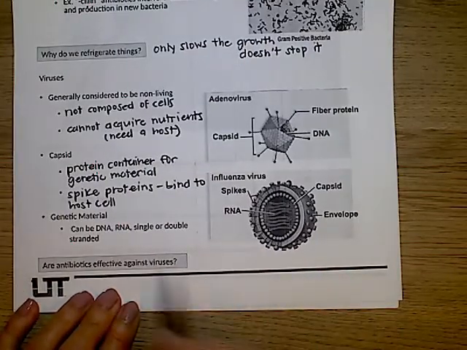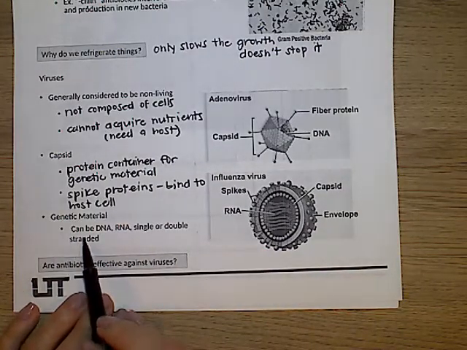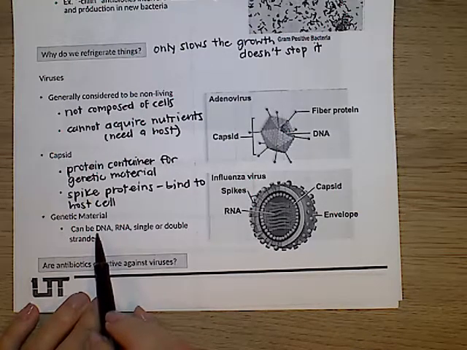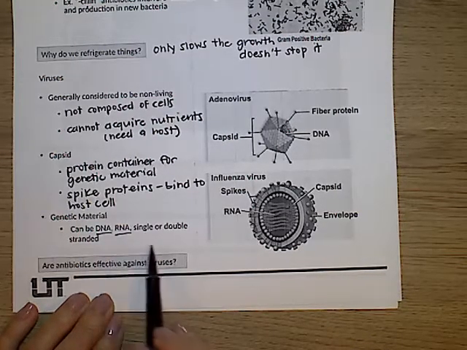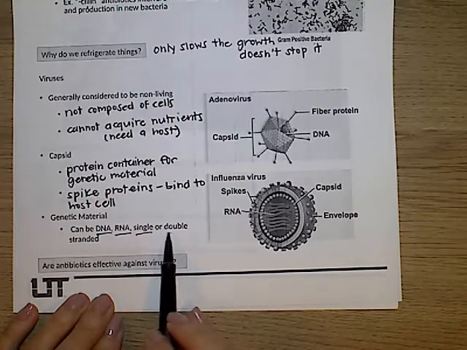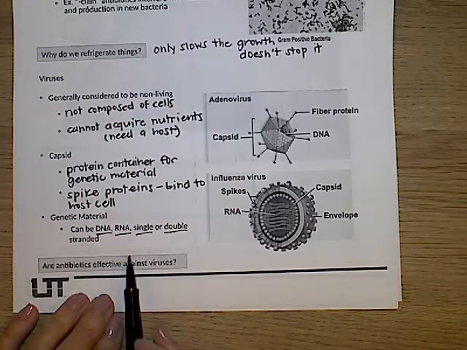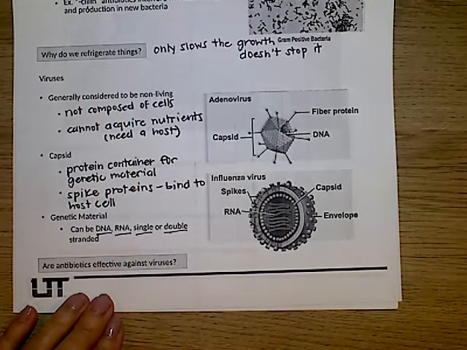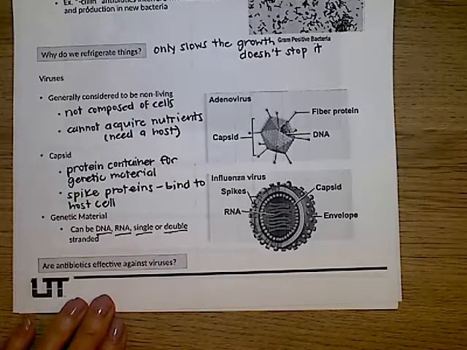Something else cool about viruses is their genetic material. It can be DNA, it can be RNA, it can be single-stranded DNA, it can be single-stranded RNA, it can be double-stranded DNA like ours, or it can be double-stranded RNA unlike ours. So there are some interesting genetics going on there.